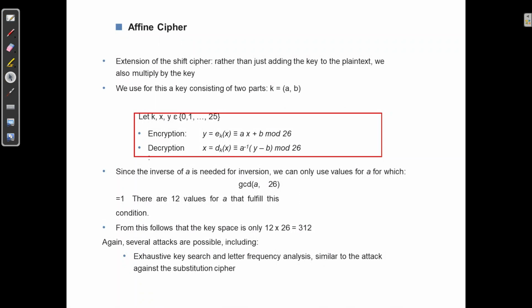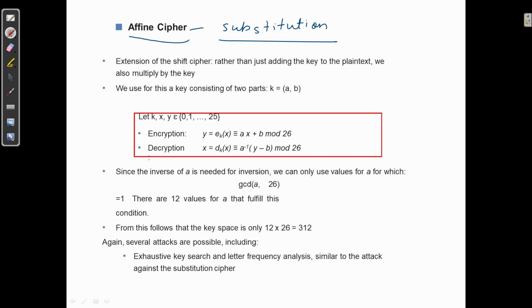Hello everyone. In this video we are going to discuss the affine cipher. The affine cipher is another form of substitution cipher. We can say that it's more secure than the Caesar and shift cipher, but it still compromises its security. It is an extension of the shift cipher.